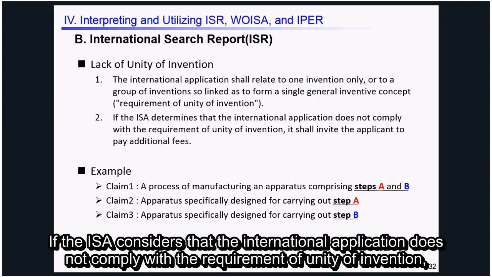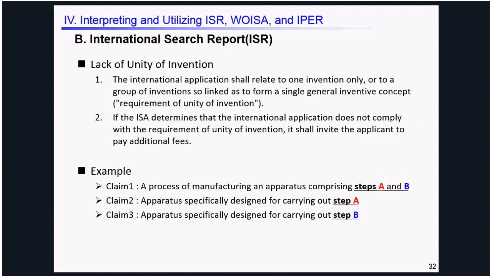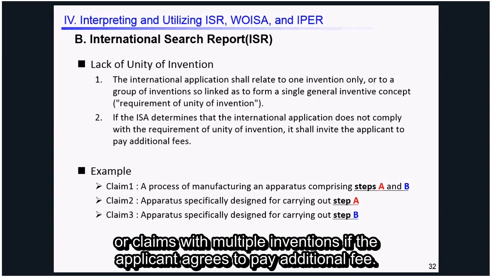If the ISA considers that the international application does not comply with the requirement of unity of invention, it shall invite the applicant to pay additional fees. According to circumstances, the ISA searches only a part of the claims consisting of a single invention, or claims with multiple inventions if the applicant agrees to pay additional fees.